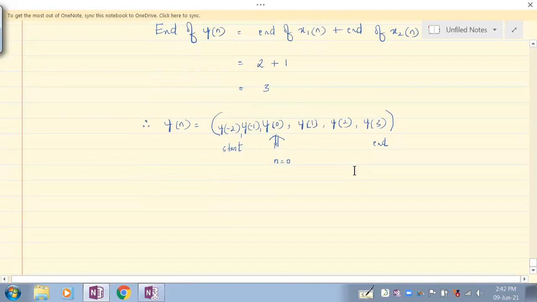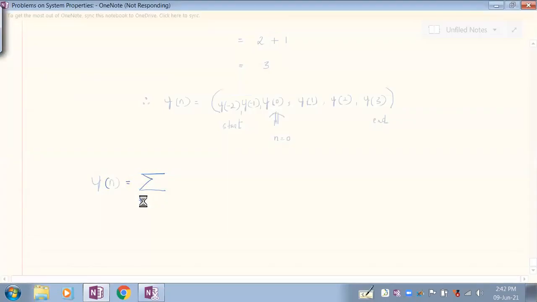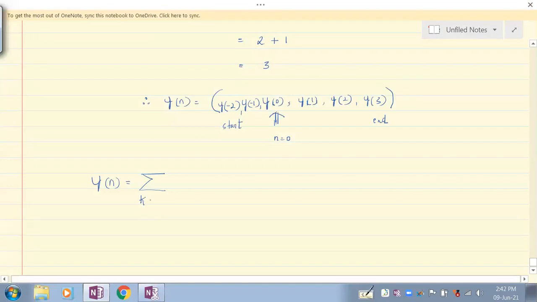Now to obtain y of n, let's see what we should do. First, let's write the equation as we all are supposed to be doing. Y of n is given by the summation over k ranging from -infinity to +infinity of x1 of k, because the first sequence is x1 of n so it becomes x1 of k, and here it is x2 of n minus k.